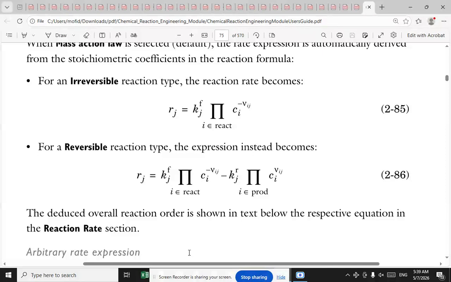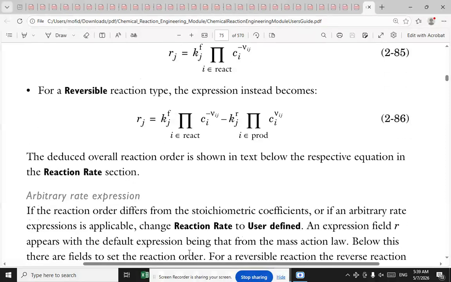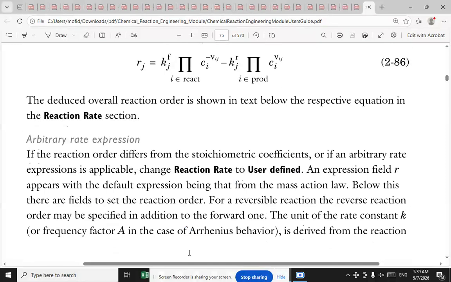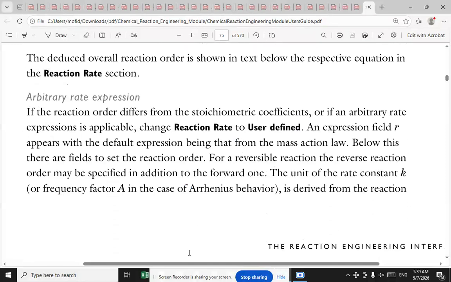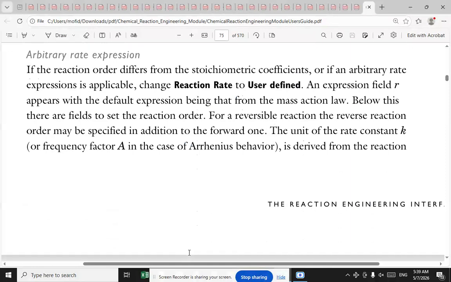k_j^f times the product over i belonging to the reactants of c_i to the power of minus v_ij, minus k_j^r times the product over i belonging to the products of c_i to the power of v_ij. The deduced reaction order is shown in the text below the respective equation in the reaction rate section. Now I want to go to the arbitrary rate expression.